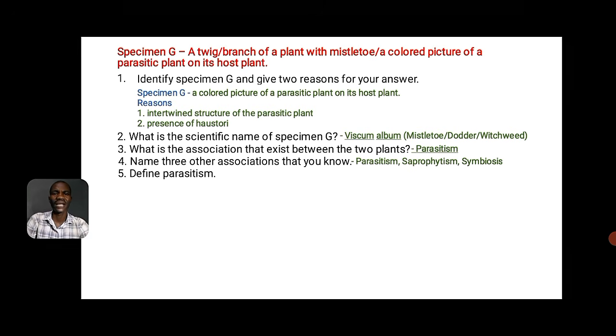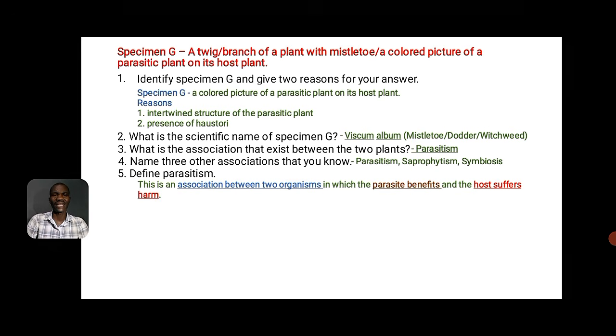Number 5, they might ask you, define parasitism. Now, this is an association. Those are the keywords that you need to pay attention to. It is an association between two organisms in which the parasite benefits and the host suffers harm. So the parasite is benefiting at the expense of the host.